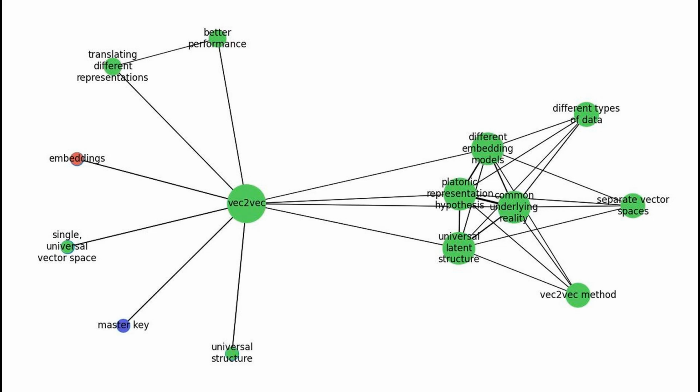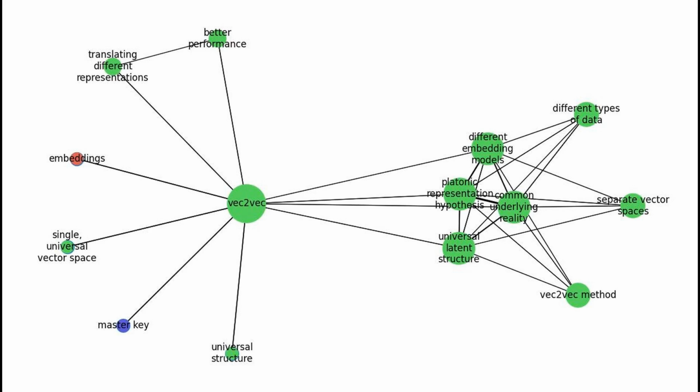The Platonic Representation Hypothesis plays a really crucial role in the functioning of the Vec2Vec method by suggesting that different types of data, like images and text, are all reflections of a really common underlying reality. Think of it like different artists painting the same scene. Each painting looks totally different, but they all capture elements of the same subject. In the context of Vec2Vec, this hypothesis implies that even though different embedding models create results in separate vector spaces, they are ultimately trying to approximate the same kind of ideal representation of data.